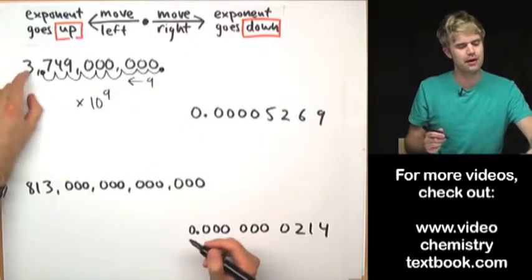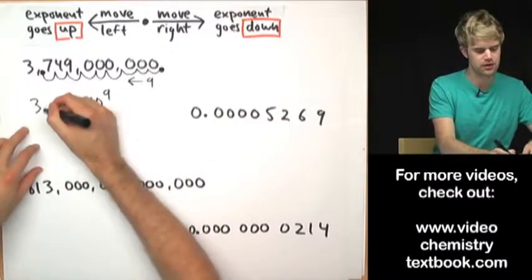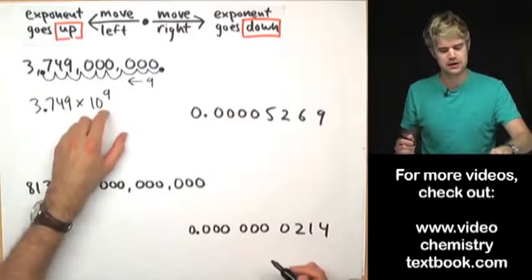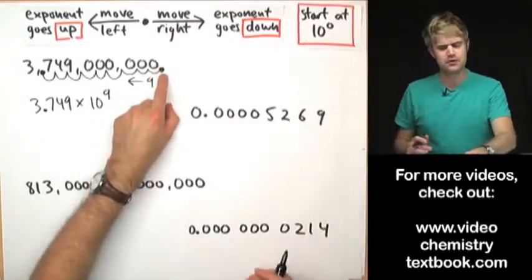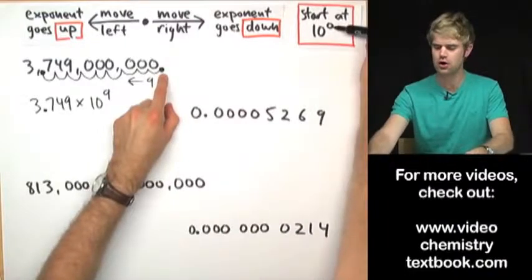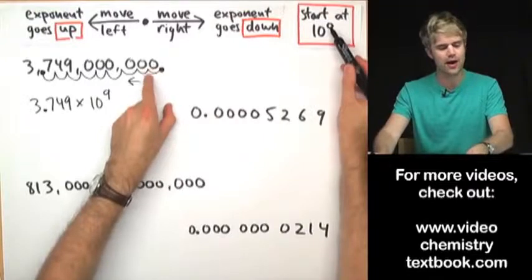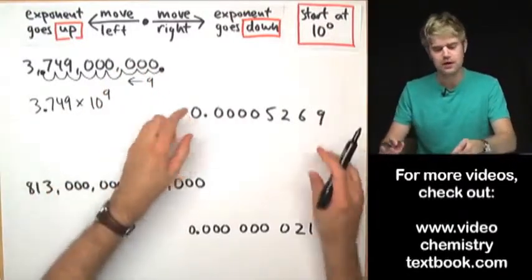Now I'll rewrite my number with the decimal place in its new location. It's going to be 3.749 times 10 to the ninth. So what I did here, it's like I put the decimal place here and imagined that I was starting at 10 to the 0, and then the number on 10 went up each time I moved the decimal place to the left.